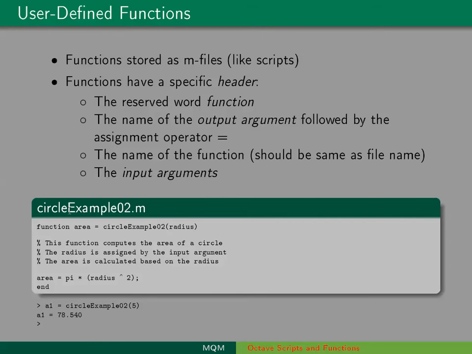For example, once we have this file saved in our working directory, at the command prompt we could create a variable called A1 and assign to it the value returned by circle example 02, where we passed argument 5 to it. So 5 squared times pi is equal to 78.54. So this is an example of creating and using a function. Again, the important things to remember are we have this input argument, and then the return is assigned to a variable in the command window.